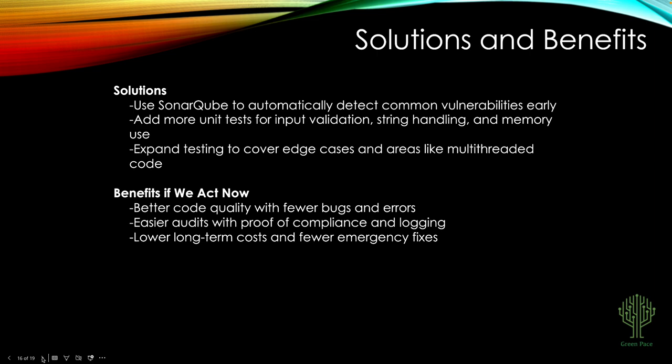Acting now means better code, fewer bugs, and less technical debt. We can use Mccabe to find issues early and expand unit testing to include edge cases and concurrency. These improvements make audits easier, help us stay compliant, and reduce the need for emergency fixes down the road.